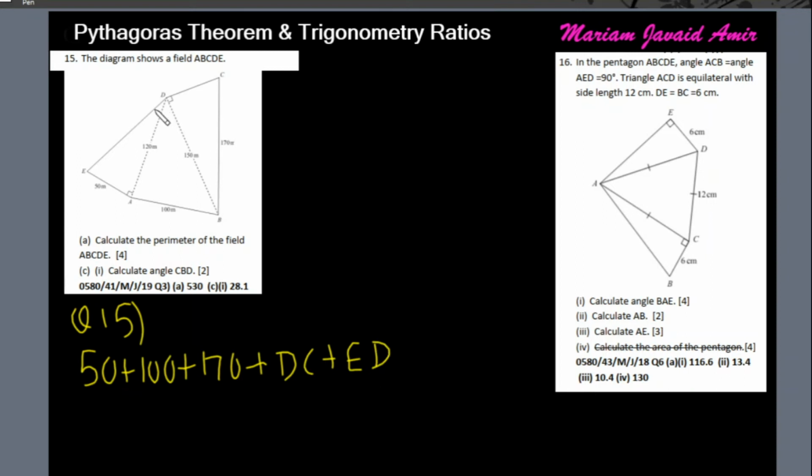So how do we find DC and ED? Let's find DC first. Let's call this x. It's a right angle triangle, so we'll apply Pythagoras theorem. 170 square equals x square plus 150 square.